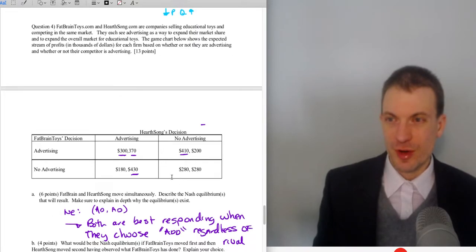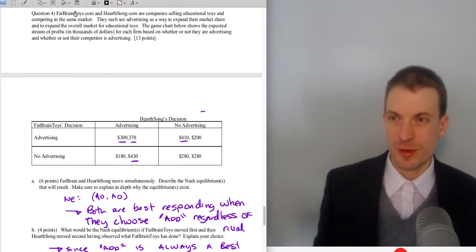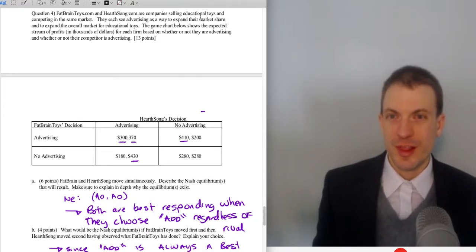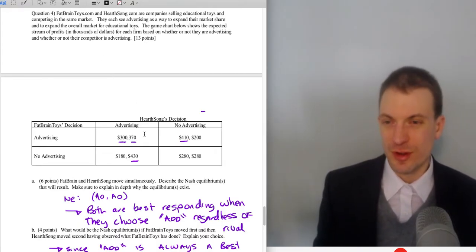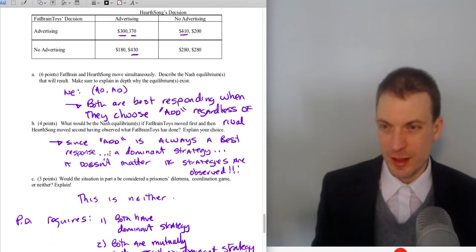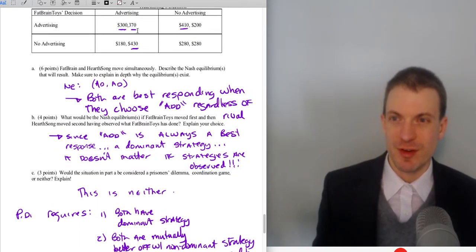All right, fatbraintoys.com. I don't know if these are clickable. So they sell educational toys and compete in the same market. They see advertising as a way to expand their market share. I've got a connection to Fat Brain Toys, if I hadn't said that already. Good company. So here, suppose they're moving simultaneously. They can advertise or not advertise. We want to find the Nash Equilibrium.